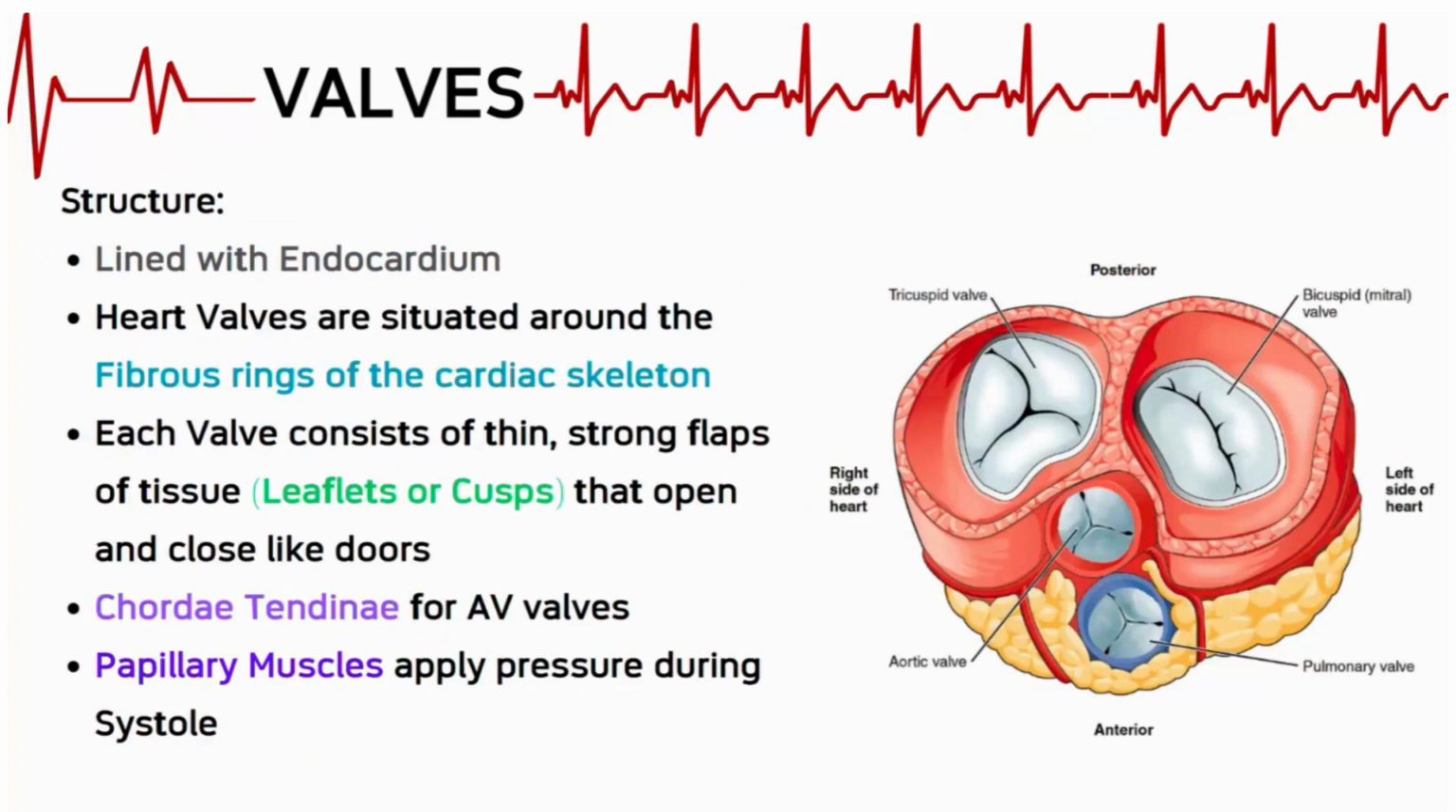Now, in terms of the structure of the valves, valves are lined with endocardium. This becomes important a bit later, but when you have things like infective endocarditis, valves can also get affected, and this can therefore affect the function of the heart. Heart valves are, as I said earlier, situated around the fibrous rings of the cardiac skeleton, and each valve consists of thin, strong flaps of tissues called leaflets or cusps that open and close like doors.